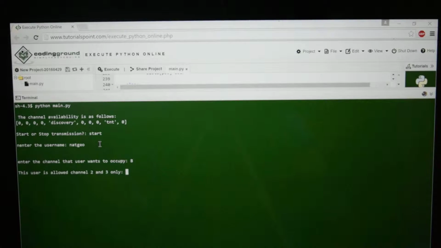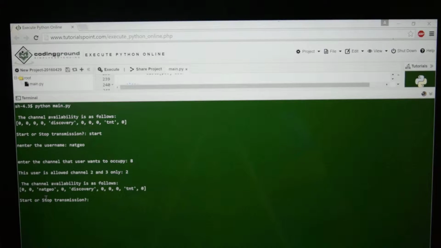The program reminds that this user is allowed only channel 2 and 3 because this is a primary user, and a primary user has their own allocated bandwidth and has to transmit in their own band. So now National Geographic says transmit in channel 2. So National Geographic is now transmitting at channel 2 and the other bands are as shown here.